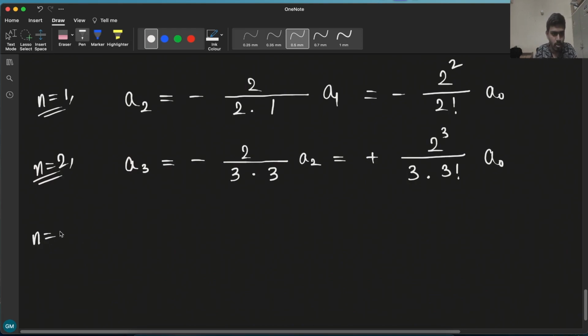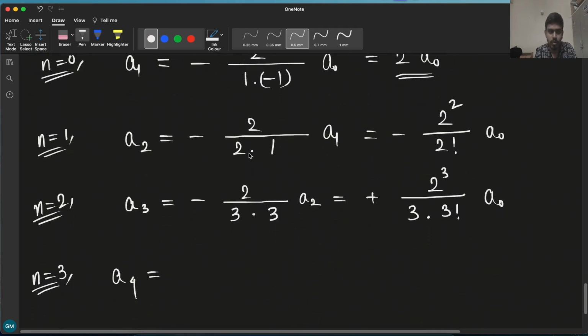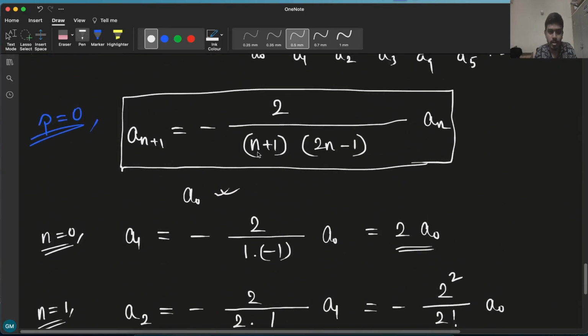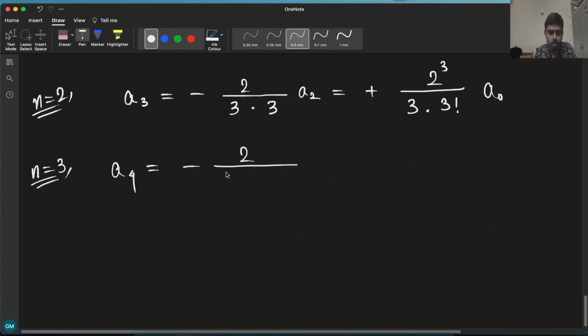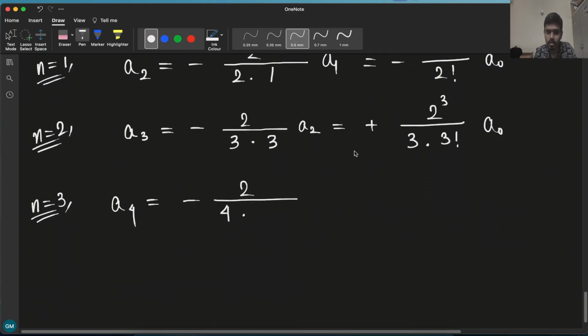If I put n equals to 3, then a4, so an plus 1, that is a4, okay, n equals to 3, minus 2 divided by n plus 1, which is 4, times 2n, n equals to 3, so 2n is 6 minus 1, that is 5.